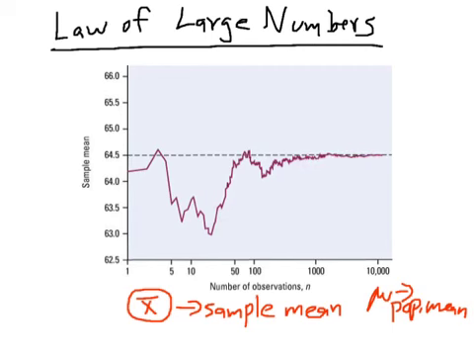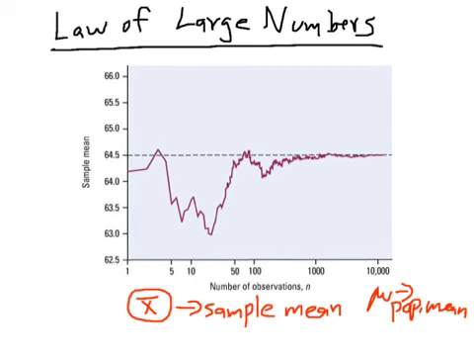This jagged graph is all the possible X bars. And what you're noticing as you pick many, many women is that it's not surprising that X bar is going to get pretty close to mu. That's the idea of the law of large numbers. And so I wanted you to see this graph first.